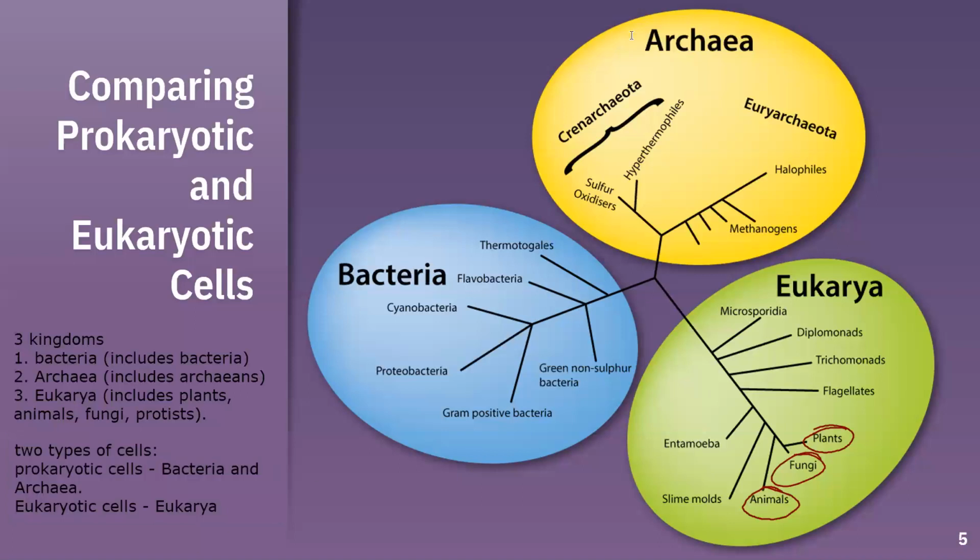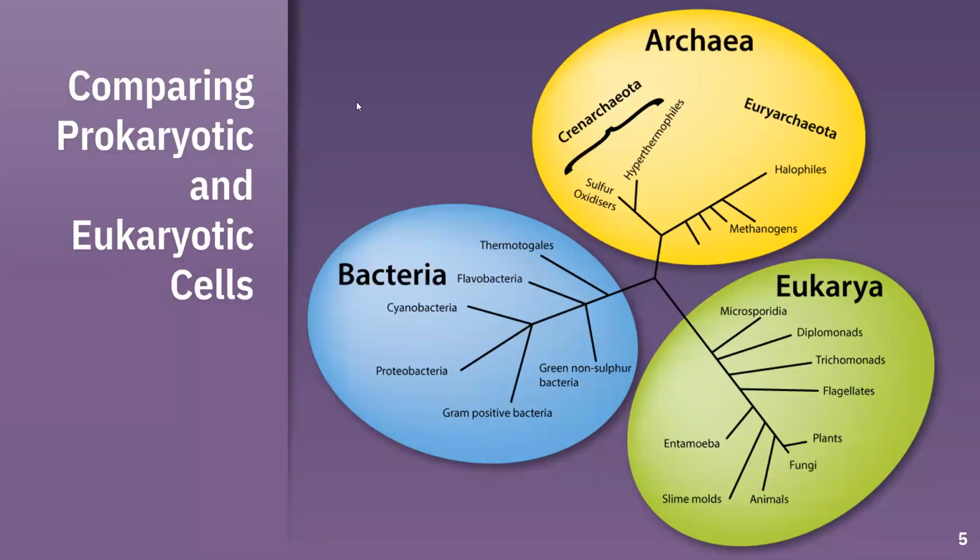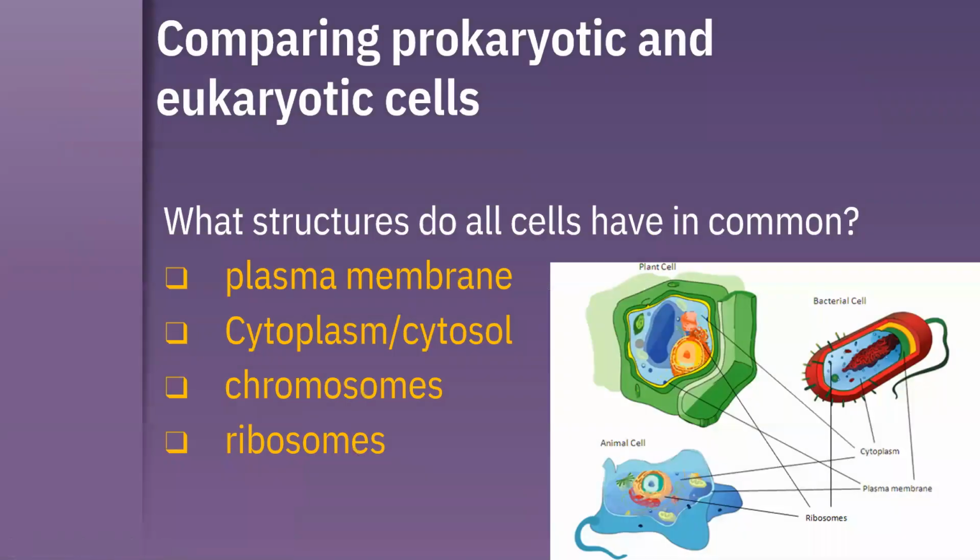Okay. Now we're going to look at what the differences are between eukaryotic and prokaryotic cells. But before we do that, you need to know which structures all cells have in common. Okay, so here we have a bacterial cell, which is prokaryotic. A plant cell is eukaryotic. An animal cell is also eukaryotic.